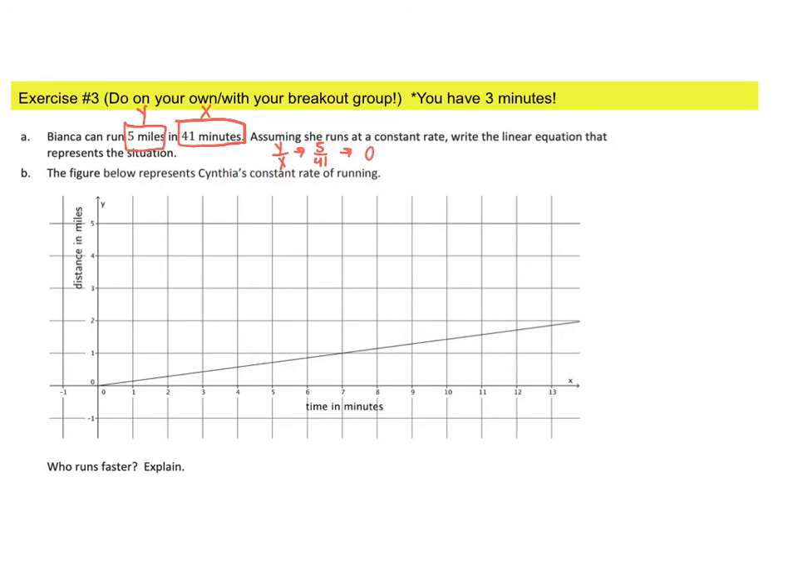It's a long decimal, but I'm going to round it off to 0.12. Okay? And it wants me to write that in a linear equation, so it's going to be y equals mx. Well, my constant rate is 0.12. So this is my equation here.